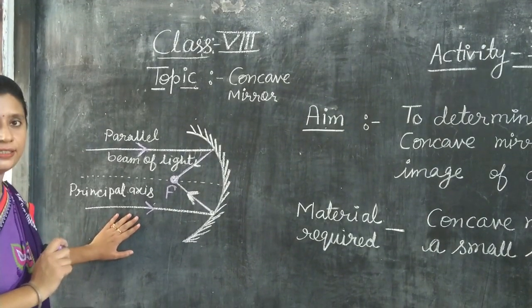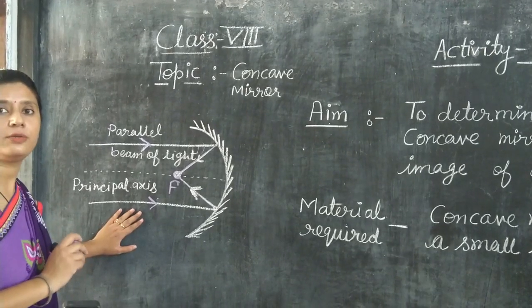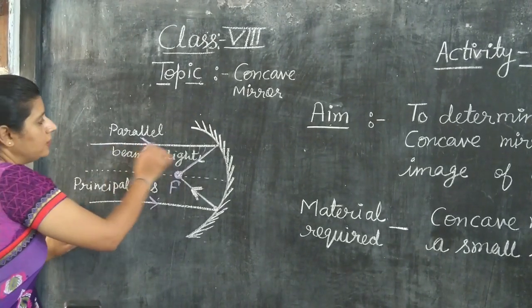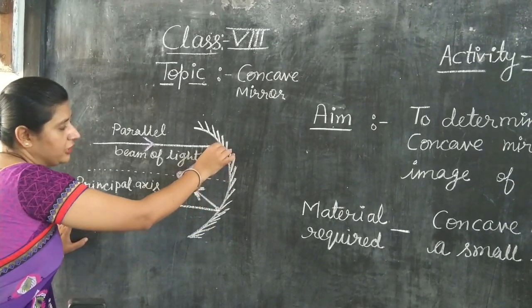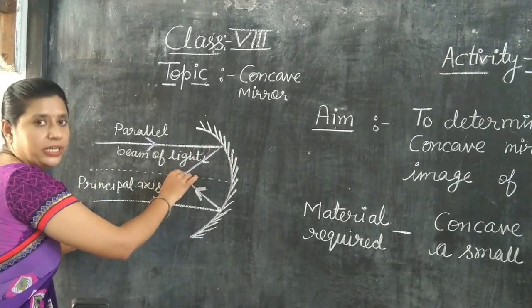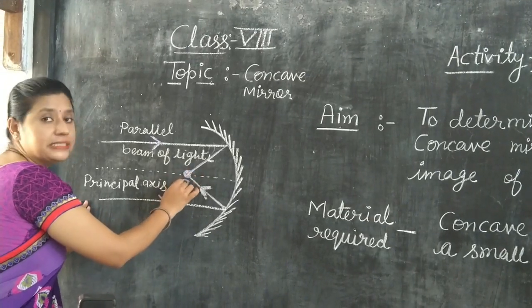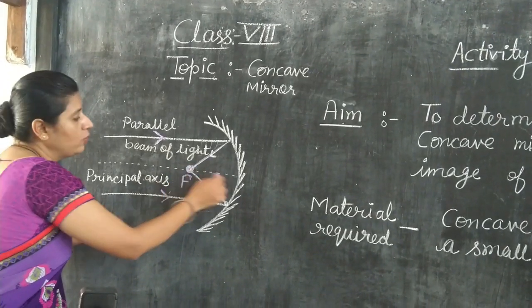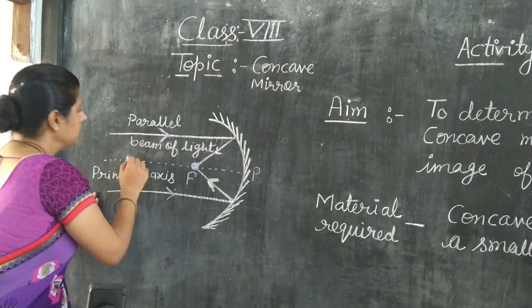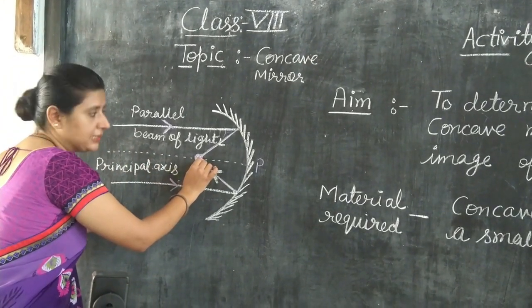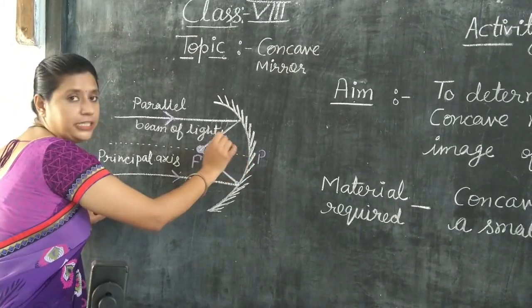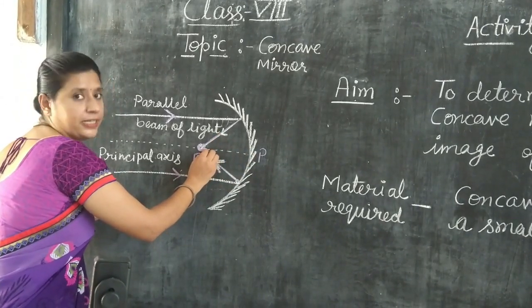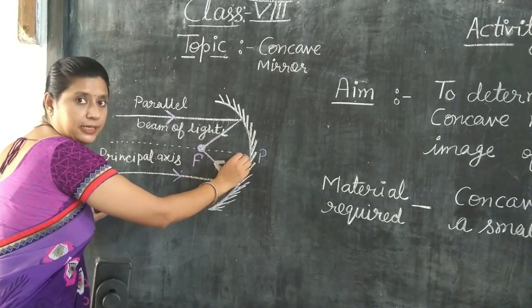As we know, how does a concave mirror work? When a parallel beam of rays is incident on the mirror, after reflection they meet at a point which is called the principal focus. The distance between the principal focus and the pole is called the focal length. So what do we need to find? We are just finding the focal length. Clear?